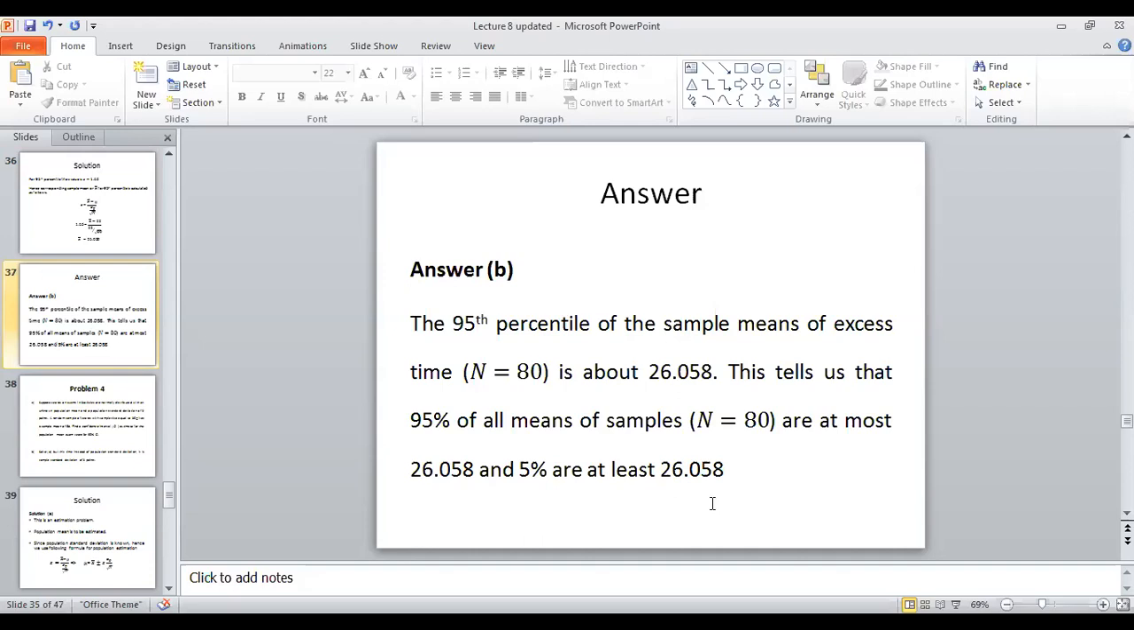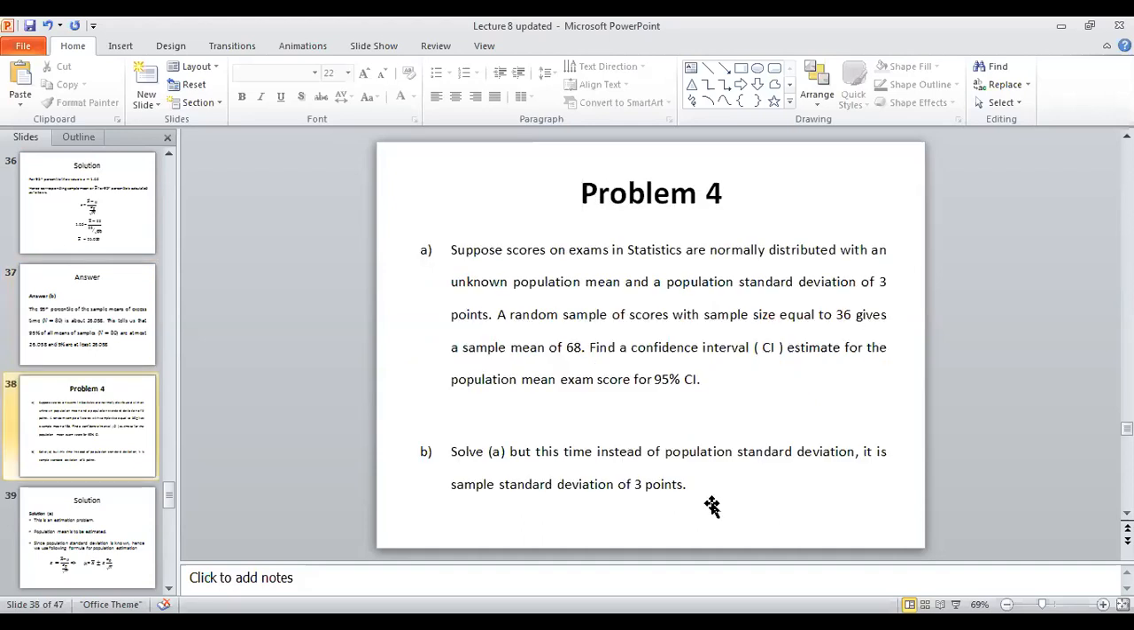In other words, all the area before 26.058 would be 95%, and all the area after 26.058 would be the remaining 5% of the distribution. It's the same as saying that 95% of all sample means are at most 26.058, meaning that is the maximum value, though there are lower values as well, and 5% are at least 26.058, because after 26.058 we have the remaining 5%, and up to 26.058 we have 95% of the distribution. So I hope this is understandable.